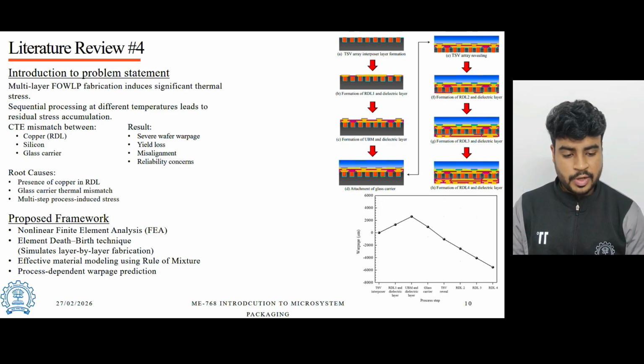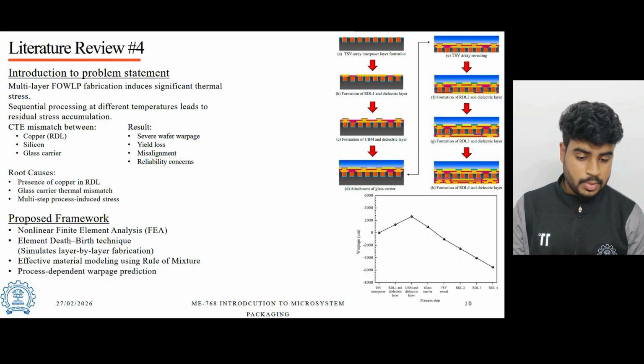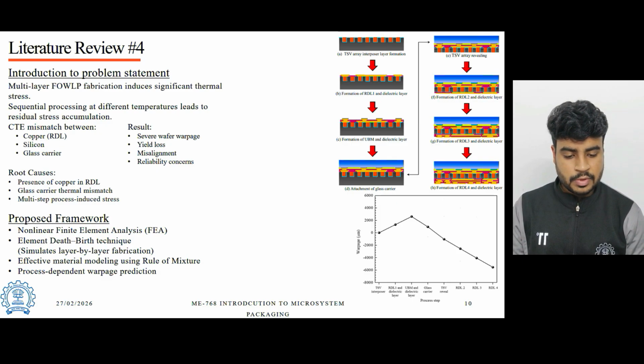The authors developed a non-linear finite element model that simulates the fabrication process layer by layer. This was achieved using the element birth and death technique, which allows the simulation to mimic real manufacturing conditions, where when a layer is removed it is known as the death step, and when a new layer is added it is known as the birth step.